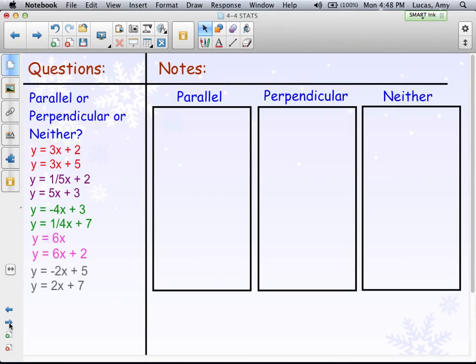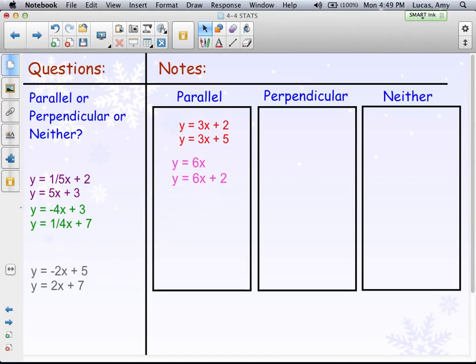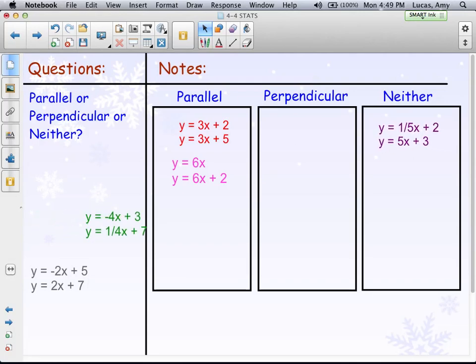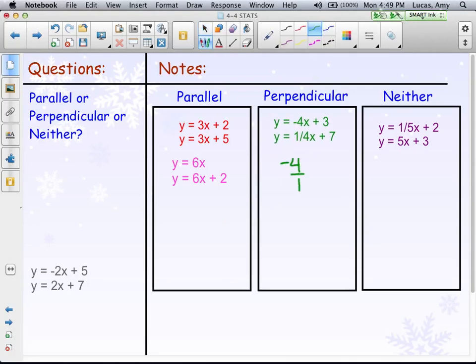Now, color-coded, we have some systems over here, 5 of them to be exact. Parallel slopes stay the same, so this one has to be parallel. And so does this, because their slopes stayed the same. Perpendicular slopes have to flip and change. So these slopes flipped, but they did not change signs because they're both positives. So it's neither.